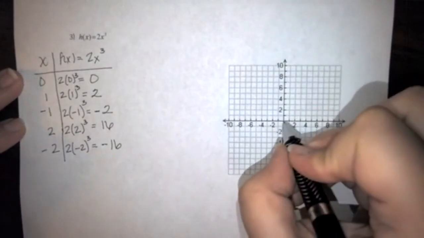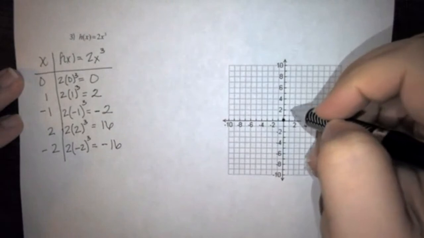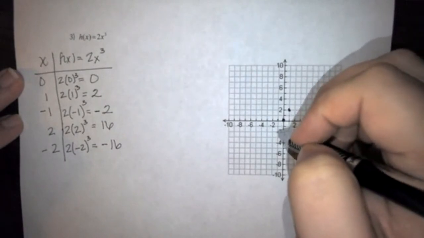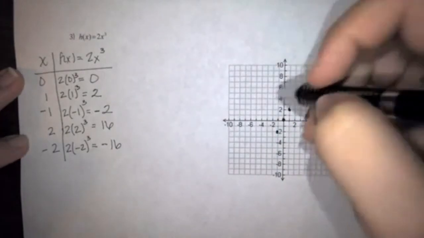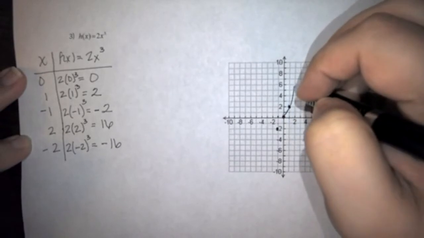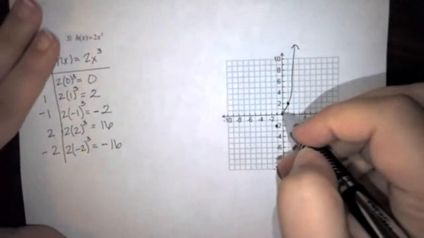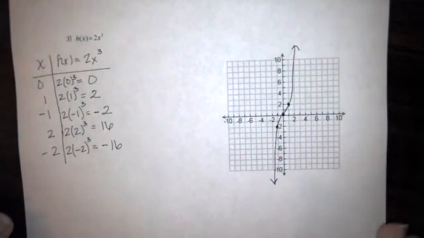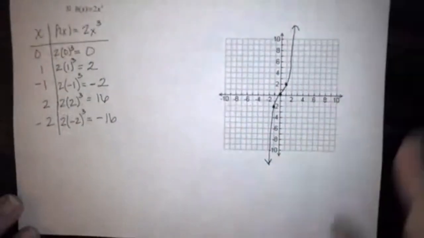I'm going to start with the point 0, 0. I am then going to go over 1 up 2. I'm going to go negative 1 down 2. And then my next points are going to be way off the chart. So I have to add a little bit of a curvature here. And we're going to go straight up, and then I'm going to curve it a little bit down in the bottom, and we're going to go straight down. So remember, your cube graph kind of looks like a cubic that's been twisted in the middle.